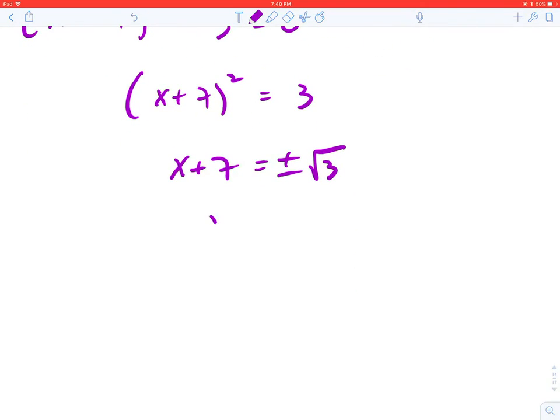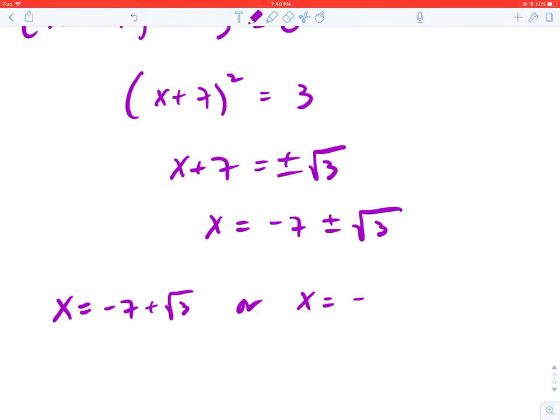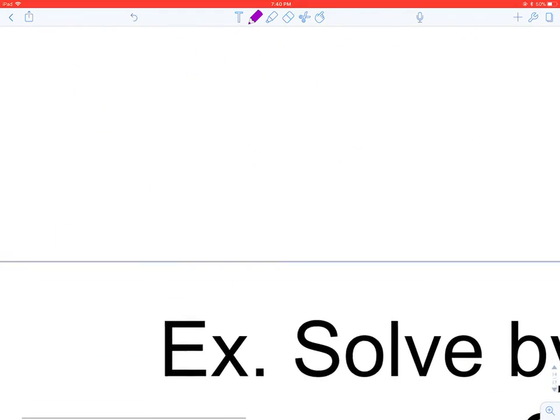So we'll have plus or minus root 3 on the right-hand side. And subtract 7 from each side of the equation. So when I separate my solutions here, I'll have x equals negative 7 plus root 3, or x equals negative 7 minus root 3.